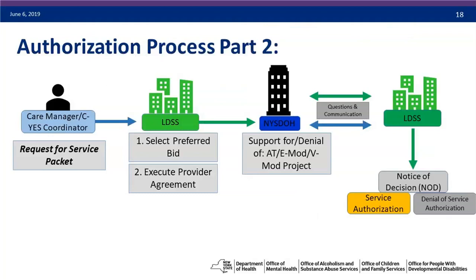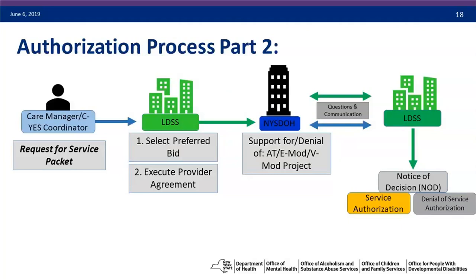So here's a visual of part 2 of the process. So we just talked about the care manager and CS coordinator getting that request for service packet together. They've sent it over to the LDSS. The LDSS is going to look at the 3 bids, select the preferred bid, and then execute a provider agreement with that contractor.